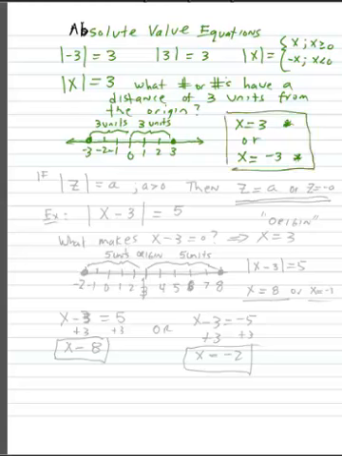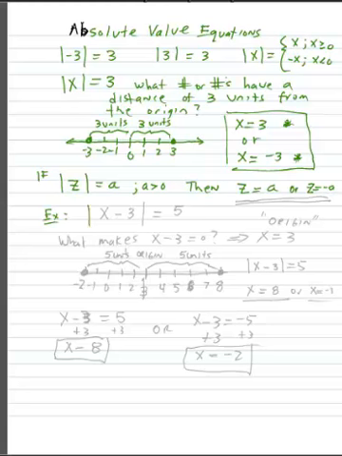So if we generalize this, we can say if you have the absolute value of some expression is equal to a number, and for now let's say that number is greater than 0, then that expression is either the number itself or the opposite of that number. And that would be a strategy for solving equations involving absolute value. Let's take a look at an example.